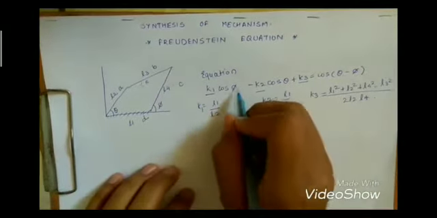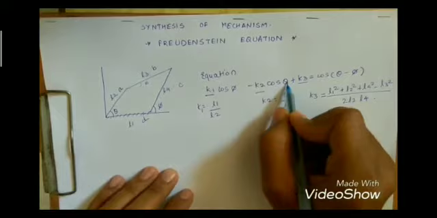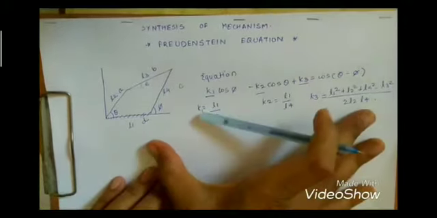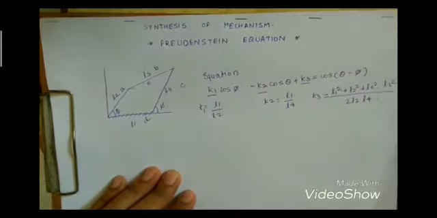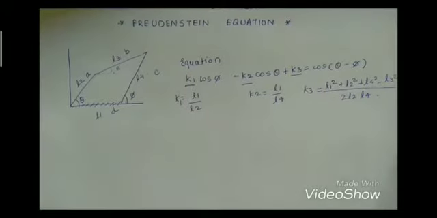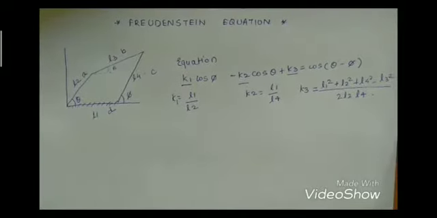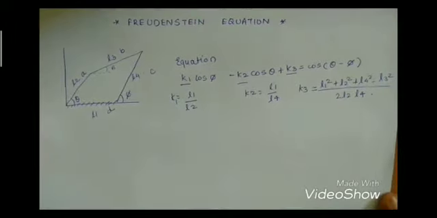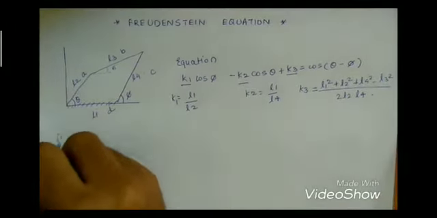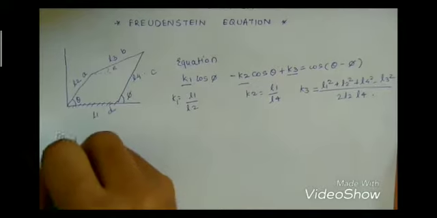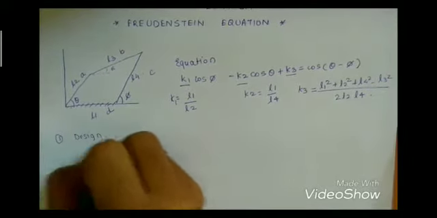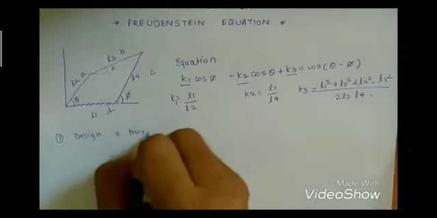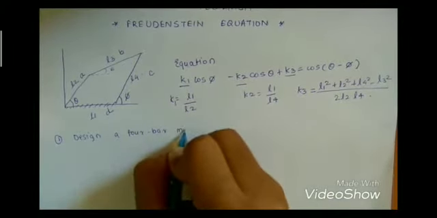We will be provided phi and theta in the given example, and this will be the Freudenstein's equation in short for calculating the length of the link in a mechanism. So let's take a numerical to see how this Freudenstein equation actually works. First example, we are given to design a 4-bar mechanism.